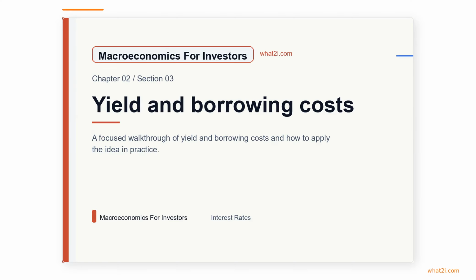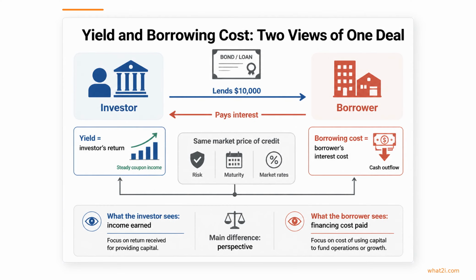Chapter 2. Interest Rates. Section 3. Yield and Borrowing Costs. Yield and borrowing cost are really two ways of describing the same debt deal. From the investor's side, it's the return earned. From the borrower's side, it's the interest cost paid, both shaped by the same market price of credit.